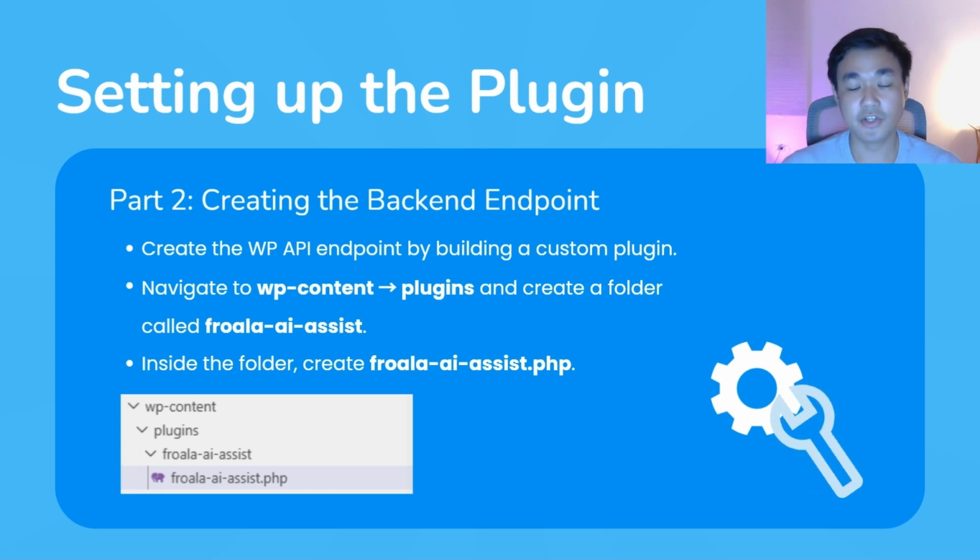Next, we need a secure middleman, which is a WordPress REST API endpoint that sits between Froala and OpenAI. To create this endpoint, we'll build a small custom plugin. In your WordPress files, navigate to wp-content/plugins, and then create a new folder called Froala AI Assist. Inside it, create a file called Froala AI Assist.php. Here's what goes inside it.